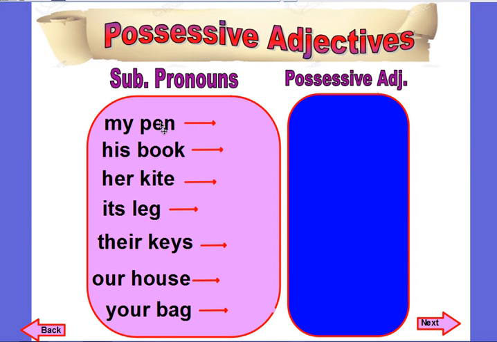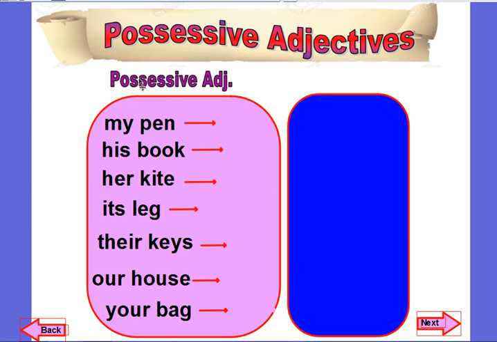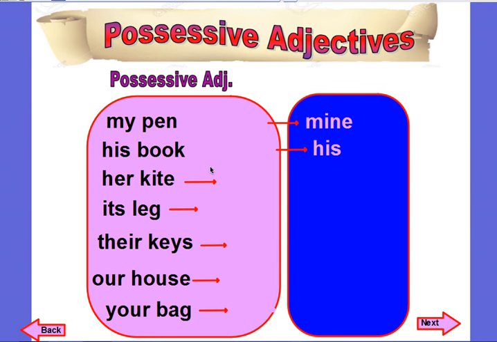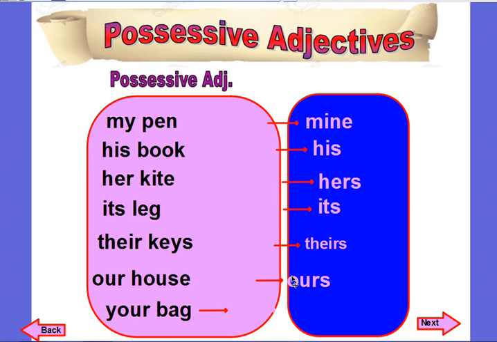Let's complete. My pen. My is a possessive adjective. It's followed by pen, a noun. My pen equals mine. His book, his. Her kite, hers. Its leg, its. Their keys, theirs. Our house, ours. Your bag, yours.